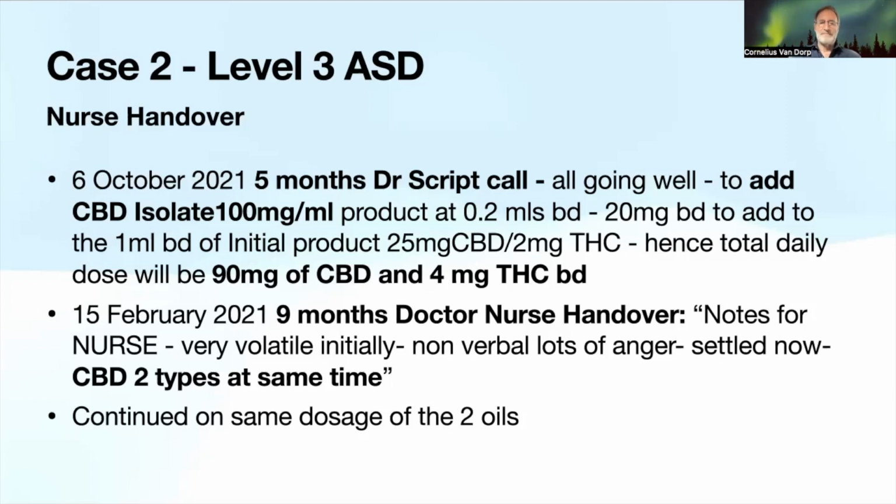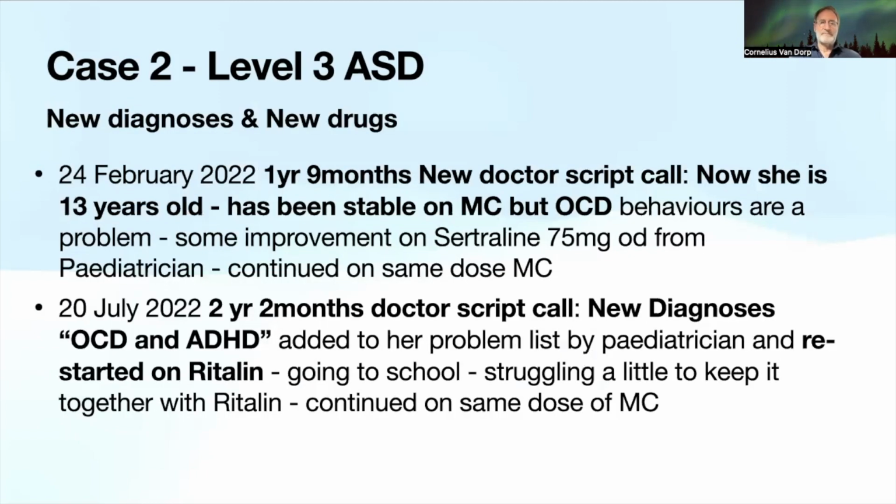Then at 9 months, the note from the doctor: very volatile initially, non-verbal, lots of anger, settled now, CBD 2 types at the same time, and so continued on that dose. Then at 1 year, 9 months, came to me, new doctor. Now she's 13 years old, has been stable on the medical cannabis, but OCD behaviours are more of a problem.